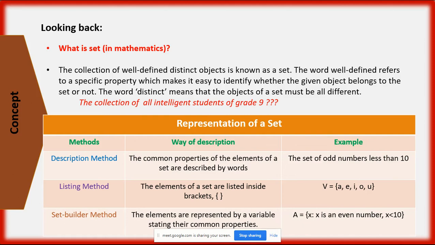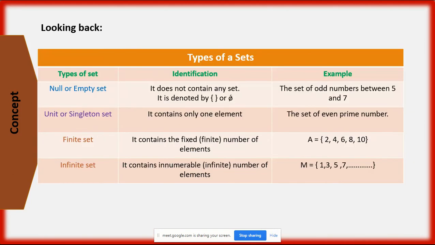Okay, let's move to the next part, about the revision concept again. Types of set. Everybody can mention what is a null set, an empty set. Can you give an example? If you have fast typing, can you give an example of a null set, an empty set?